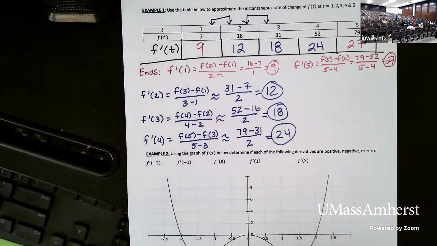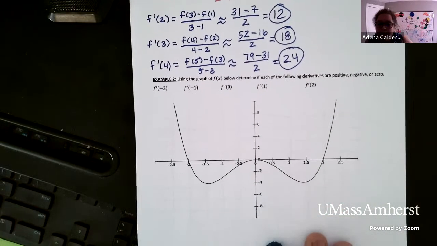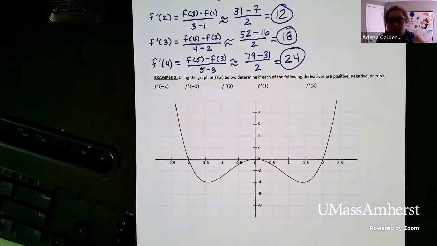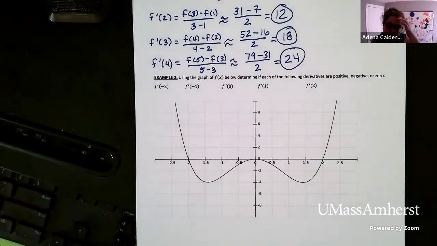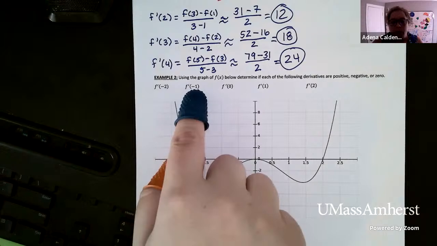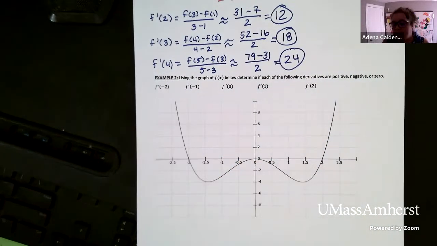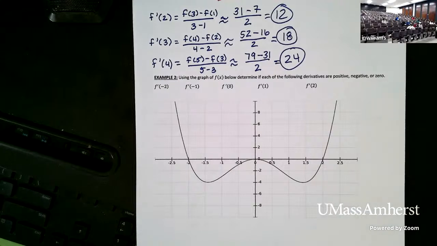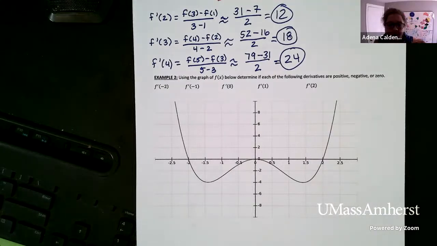Okay. So the next example is meant to be a reminder about what the derivative is. Just as a reminder, the derivative, or the instantaneous rate of change, is the slope of the tangent line, right? That's the thing we always have to remember. So we have this graph below of f of x, and we're trying to figure out for each of these points, -2, -1, 0, 1, and 2, if the derivative is positive, negative, or 0. So remember, the derivative, or the instantaneous rate of change, is the slope of the tangent line.